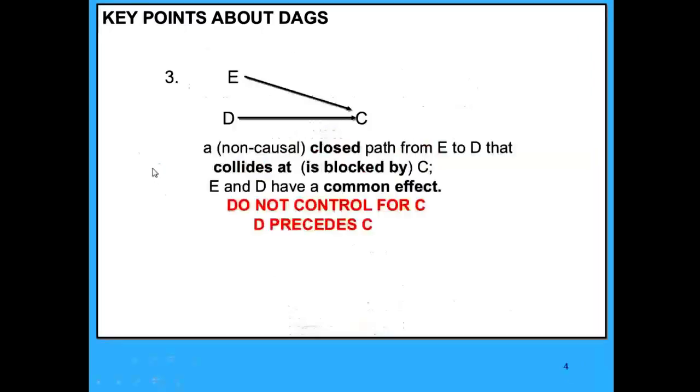In fact, it can get more complicated. Remember this thing called a collider? I'm sure you love that, right? If you had a picture like this, E and D go to C, and C is the collider, well, you don't want to control for C because it's coming after D, so it doesn't make any sense. There are some other things we could say about that.